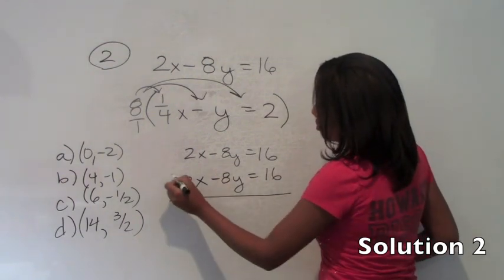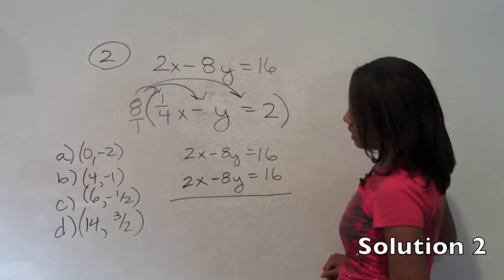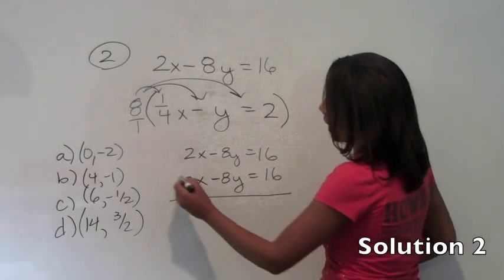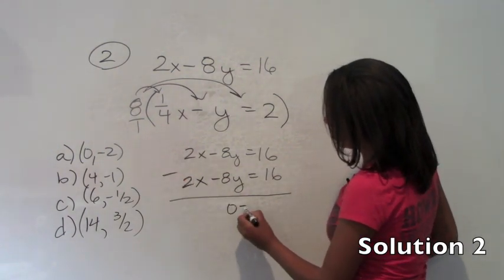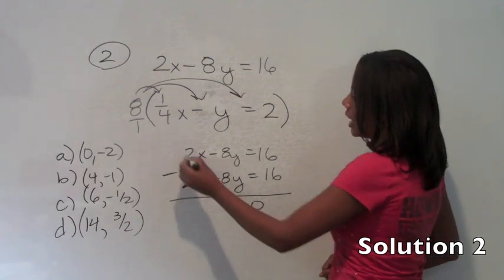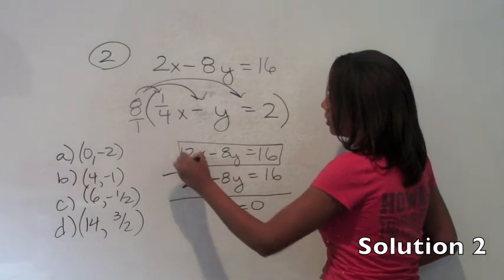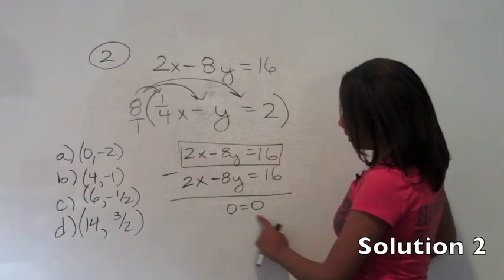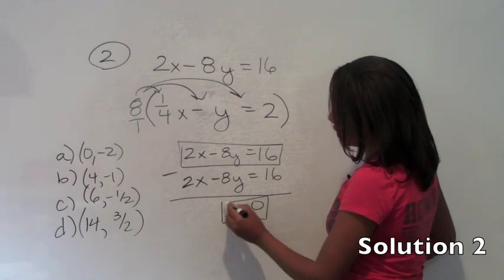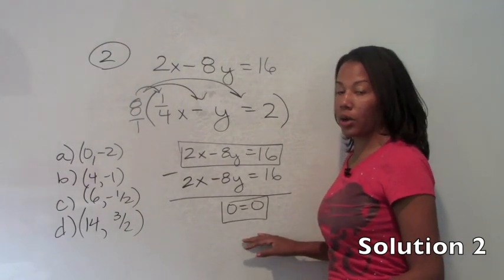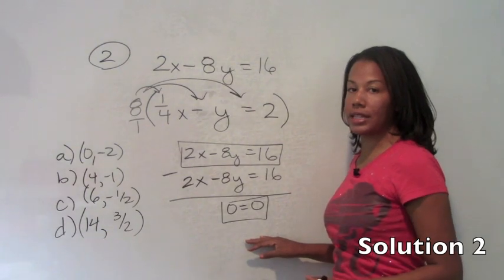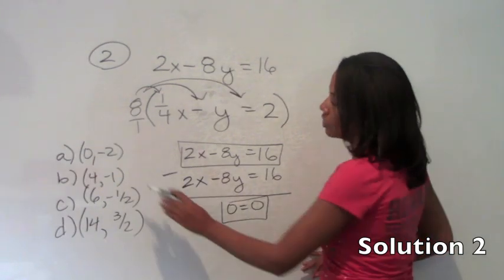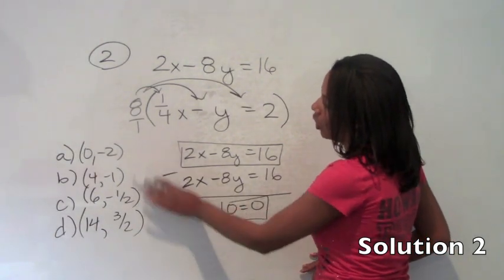And at this point you realize, hey, I have the exact same equation. So if I subtract, I get that 0 equals 0. If I have the exact same equation, or if I decide to work it out to get 0 equals 0, that means any ordered pair that works for the first equation will work for the second equation. So that's why the answer choices A, B, C, and D all work.